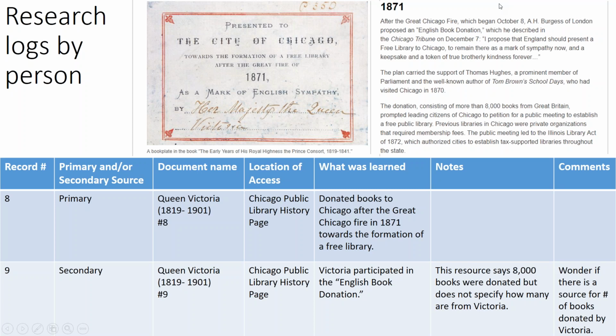So let's kind of see one of these research logs in action. At the top of this slide, you are going to find an image of a book plate, as well as some paragraphs up at the top. And what we've done with this is we've given you a single source of resource, which happens to be off of the Chicago Public Library history page.